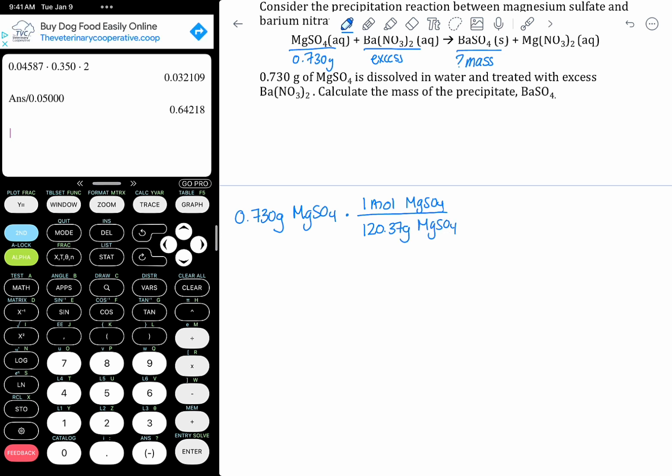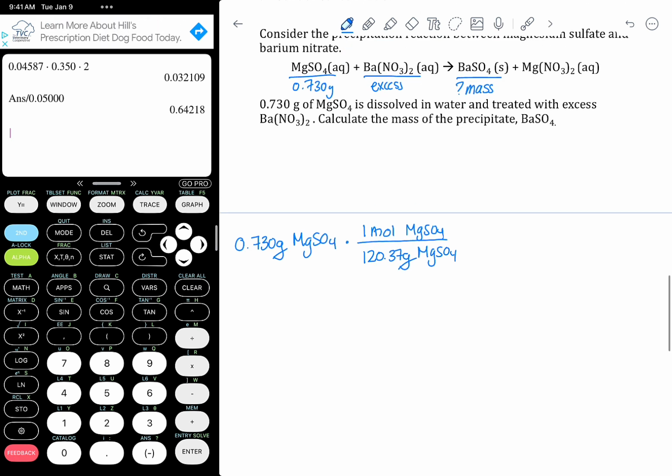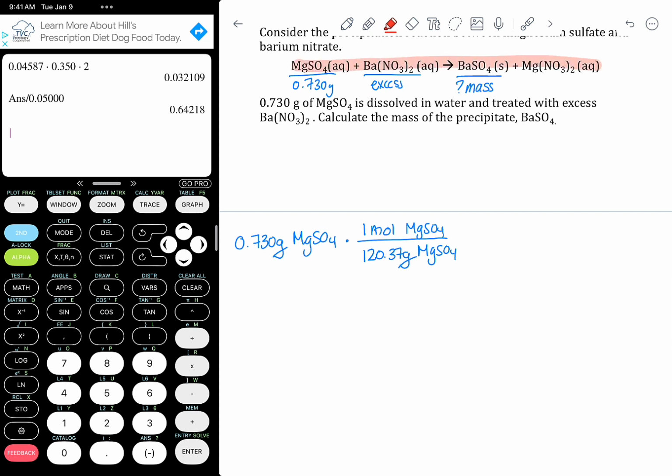That is just the molar mass of magnesium sulfate from the periodic table once you add up all of those molar masses. So that cancels out our grams of magnesium sulfate, and I'm left with moles of magnesium sulfate. So now, since I want to find the mass of my precipitate, I can use my balanced equation up here to convert between magnesium sulfate and barium sulfate.